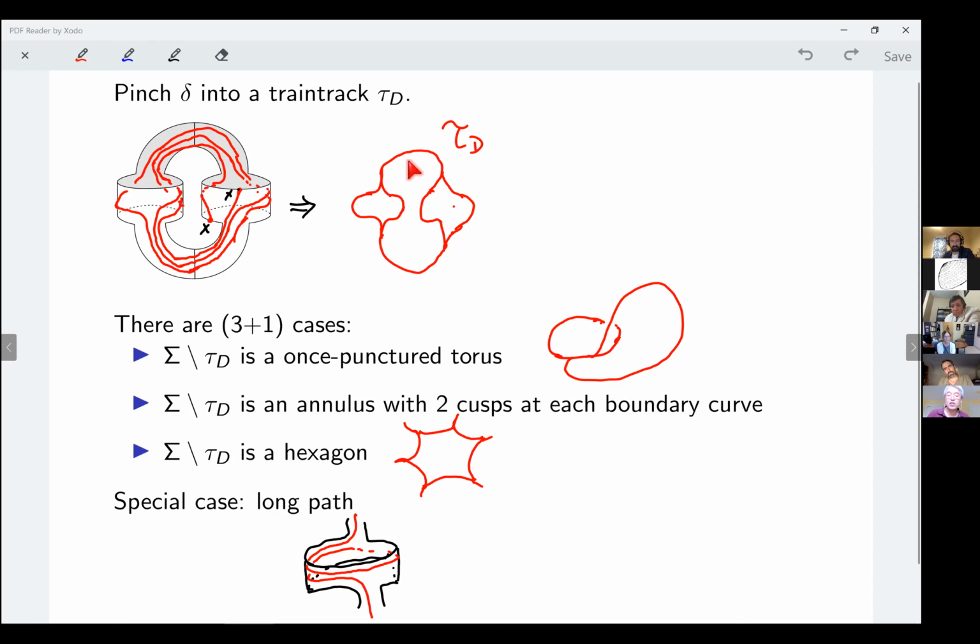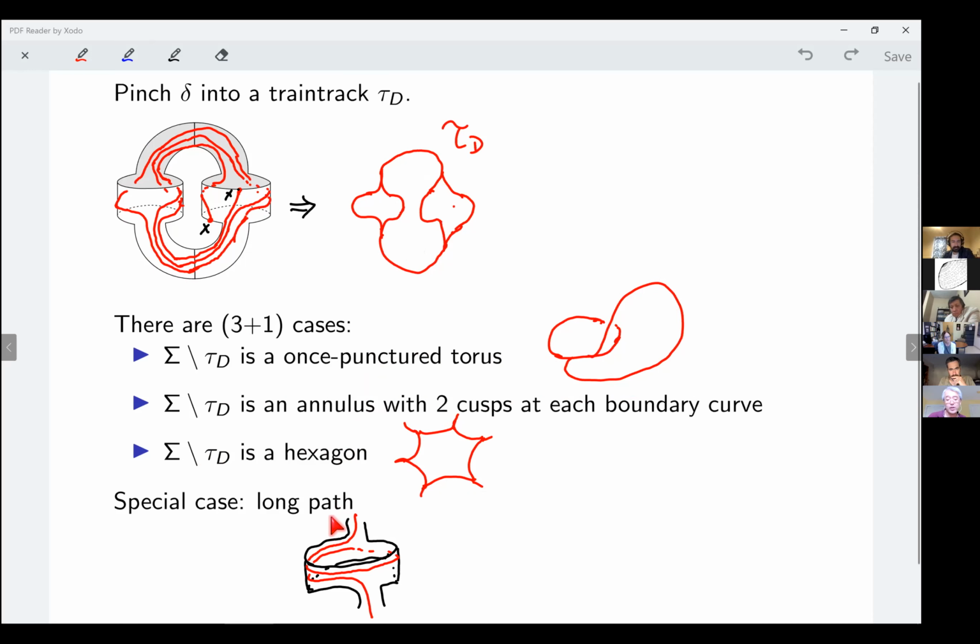And you can take this train track. If you have this train track, the boundary of this train track is an annulus, and you have two curves on each annulus. So this should be viewed in the genus 2 surface. It's not on the plane. And also, if the curve is really winding around so much, you could get the complement to be a hexagon. Those are all three kinds of configurations for the complement of the train track.